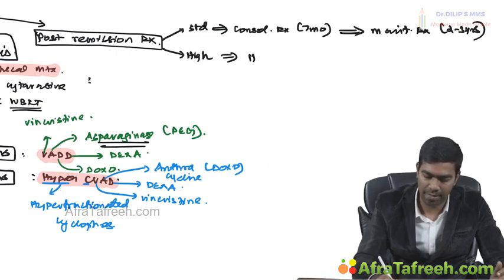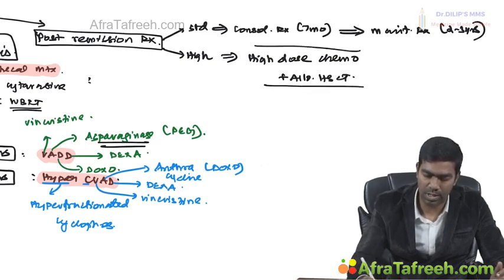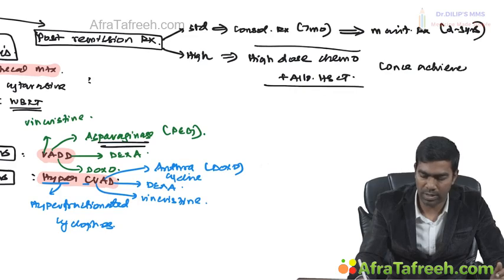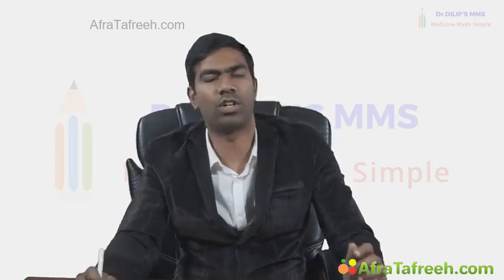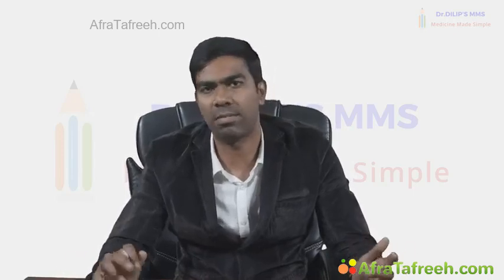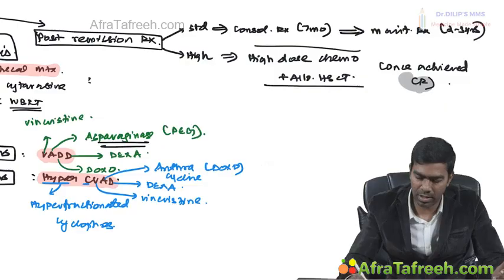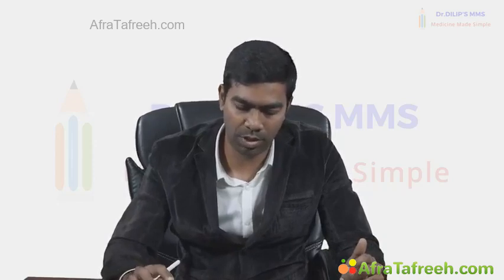For a high risk patient, I have to give extremely high dose chemotherapy, along with an allogeneic stem cell transplant, especially once they have achieved complete remission. The definition of complete remission here is very similar to what you saw in AML. In AML, I told you one of the important morphological definitions for complete remission is less than 5% blasts in the bone marrow. The same thing applies here. Less than 5% blasts in the bone marrow gives the morphological definition of complete remission in ALL as well.